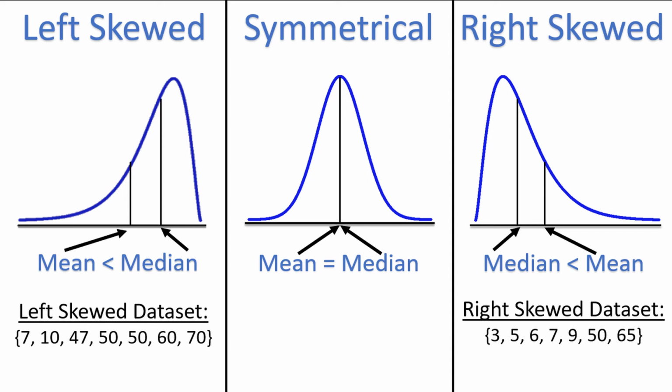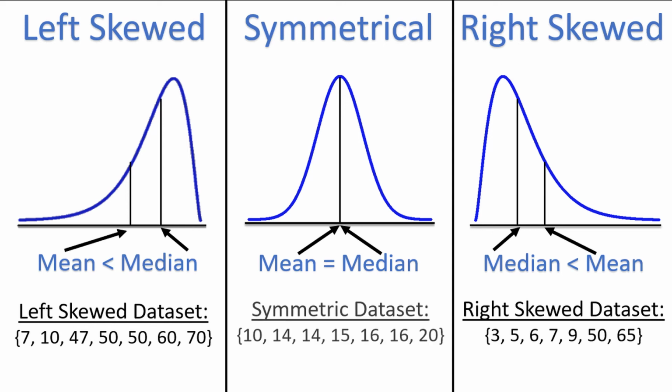A symmetric distribution, like this one, has most of the numbers somewhere in the middle of the distribution, with fewer and fewer values as you venture farther away from the mean. A lot of people confuse left and right skewed distributions with each other, so the easiest way to remember the difference is to look at the tail. Left skewed distributions have the tail on the left, and right skewed distributions have the tail on the right.